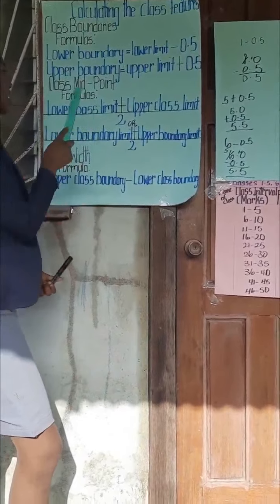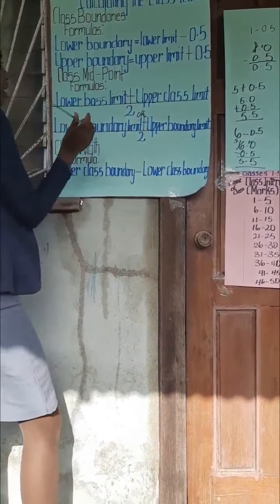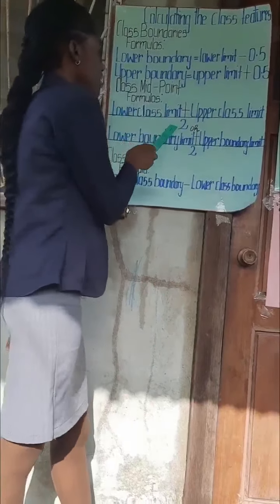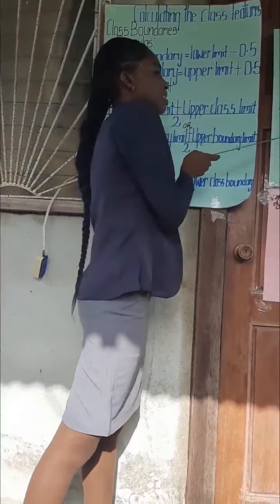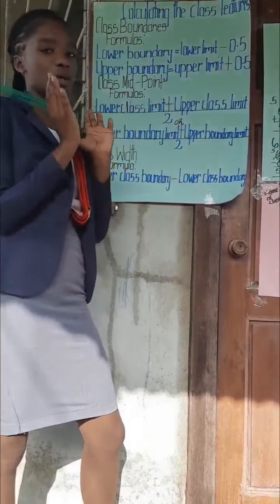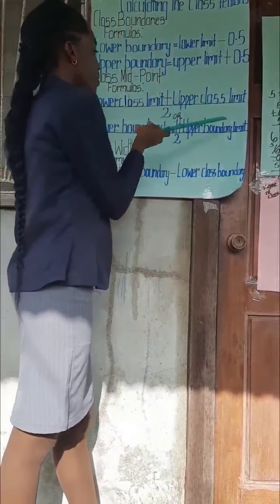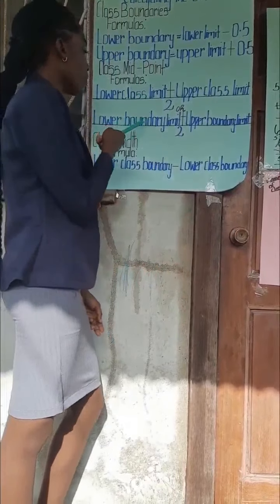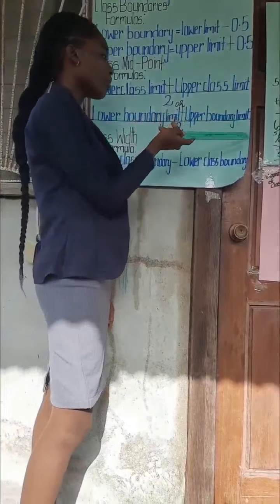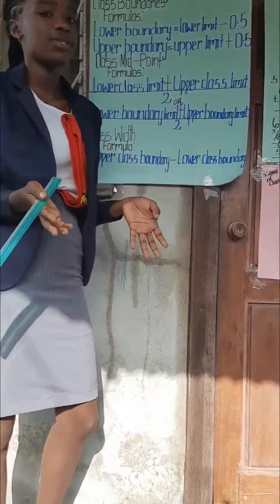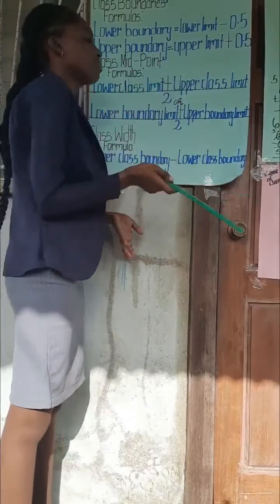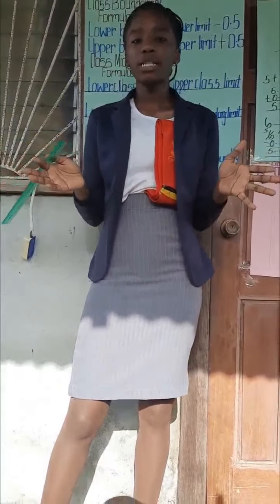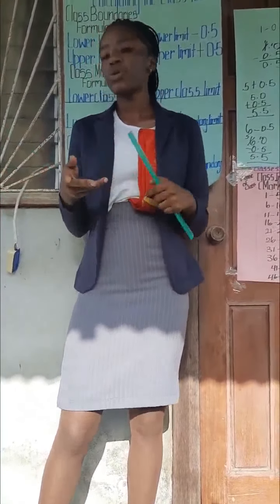We now will be looking at the class midpoint. And the formulas are, we can take the lower class limit plus the upper class limit, and since we have to find the middle, we'll divide it by 2. Or you can add your lower boundary plus your upper boundary and also divide it by 2, and you're going to get your class midpoint. So either one you choose to add and then divide by 2, you will get the same answer. So let's work one.